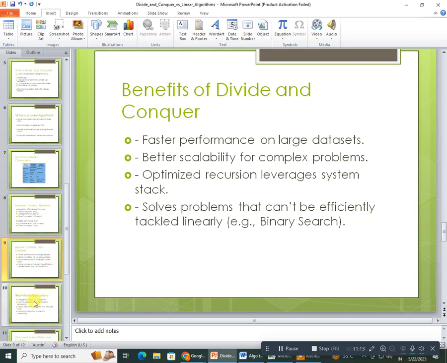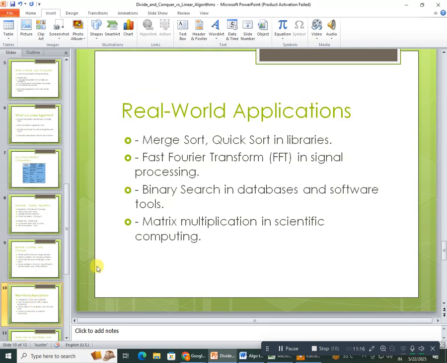Okay, now some real world applications: merge sort, quick sort in libraries, FFT, Fourier transform in signal processing, binary search in databases and software tools, matrix multiplication in scientific computing. I am not discussing these applications in detail because it is, to be honest, out of the scope of our current session. If you want to learn about each of these approaches, merge sort and quick sort, I will be demonstrating later on, but the other topics you can look up on various websites like Wikipedia.